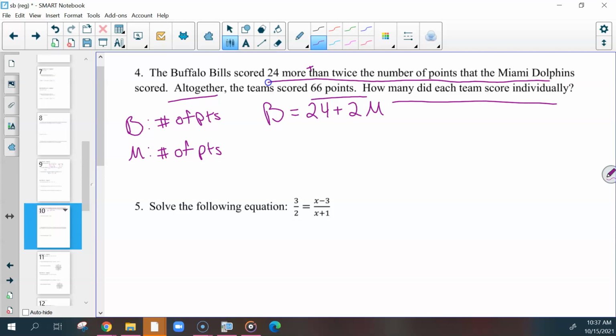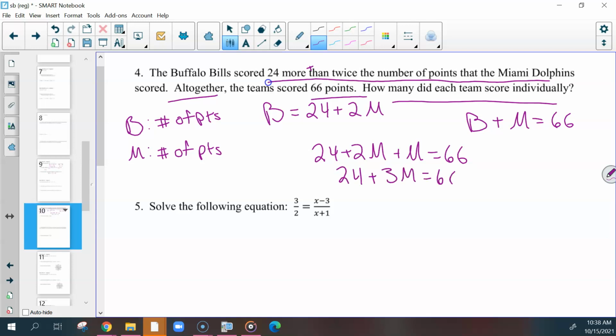It says altogether they scored 66 points. So if I knew what B was and I knew what M was, I could add those together and get 66. I don't right now. But I do know that B equals this. So I'm going to take this and put this in for B. Now this is an equation that I can start to solve. So I can combine my like terms and solve for M.